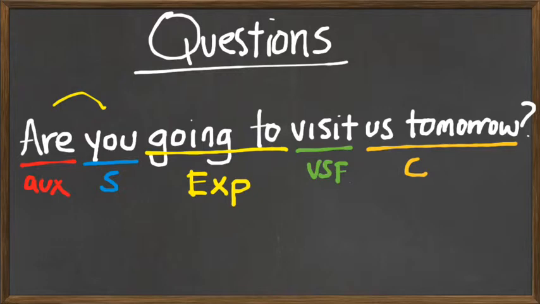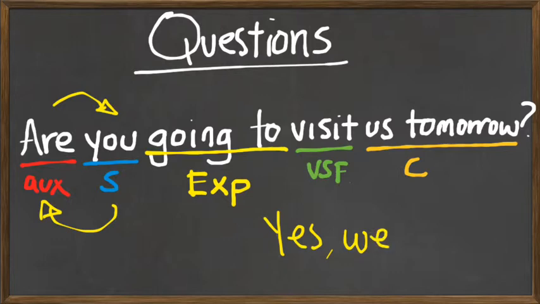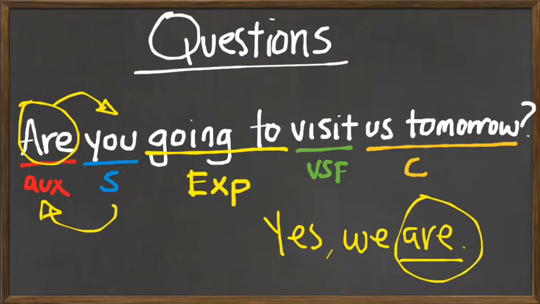And remember that for questions, what we do is we make an inversion of items. Instead of you are, we're going to say are you. And the result is, are you going to visit us tomorrow? And the possible answer can be yes, we are. Why are? Because in the question we're using the auxiliary are, so the answer has to be answered with the same one.